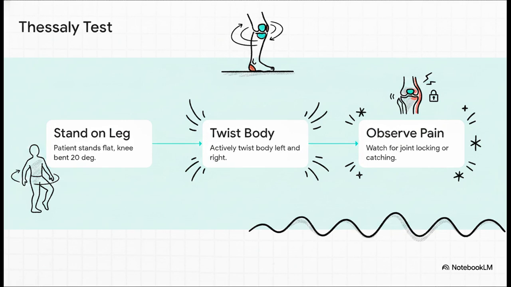Look, sometimes a patient has a meniscal tear that is so stubborn, it only ever hurts when they are standing on it. Static tests on an exam table, they might completely miss it. So for the Thessaly test, you get the patient up, they stand flat-footed, balancing entirely on the bad leg, with their knee bent to about 20 degrees. You hold their hands just so they don't fall over, and then you ask them to actively twist their entire body left and right. This throws a massive amount of dynamic, weight-bearing, rotational torque directly into the meniscus. It is fantastic at recreating that telltale catching or locking pain.